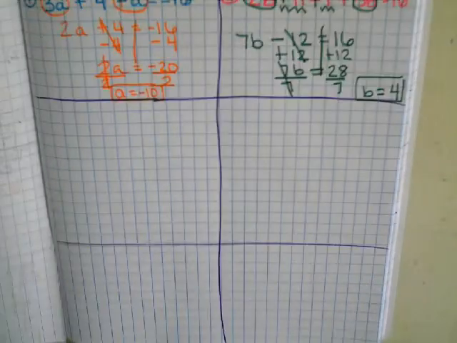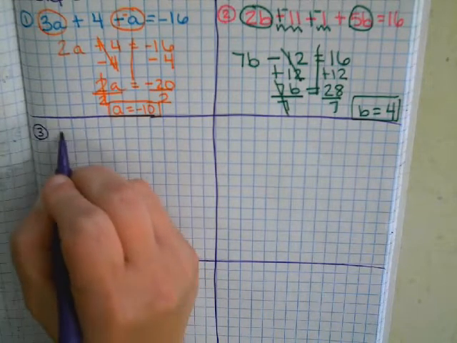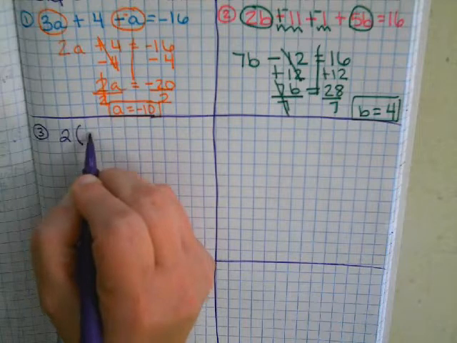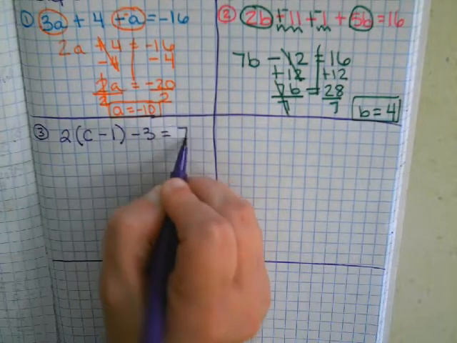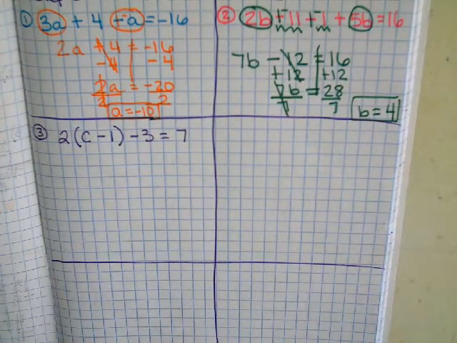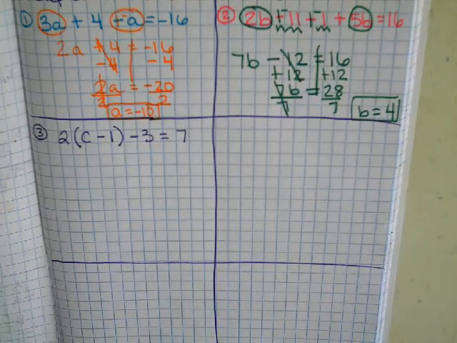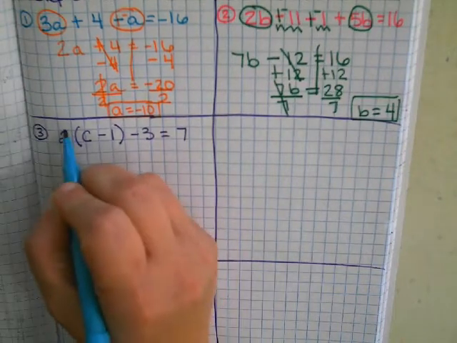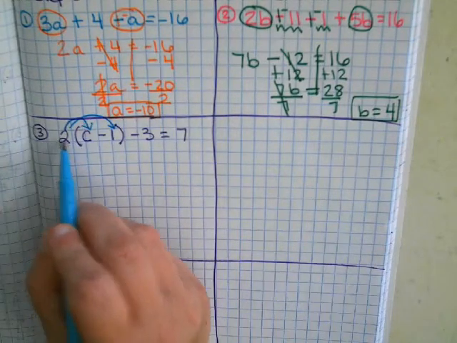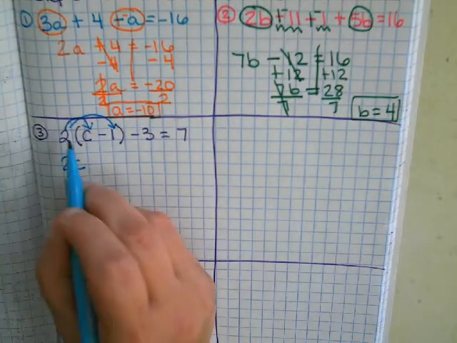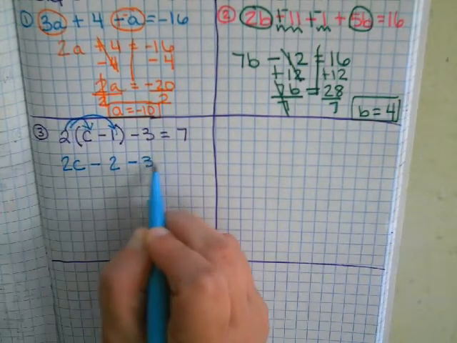Number 3. 2 parenthesis c minus 1 parenthesis minus 3 equals 7. So it tells us the first step we need to do is eliminate any parentheses by distributing. So remember, whatever's on the outside has to go to everything in the parentheses. That means 2 times c, 2 times 1 is 2, and we keep our sign the same. Drop everything down.